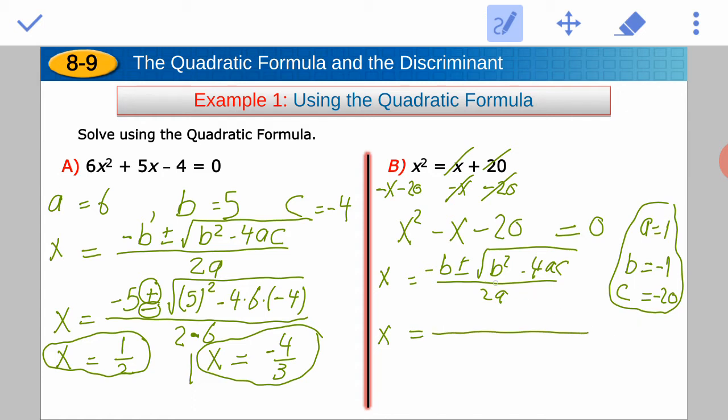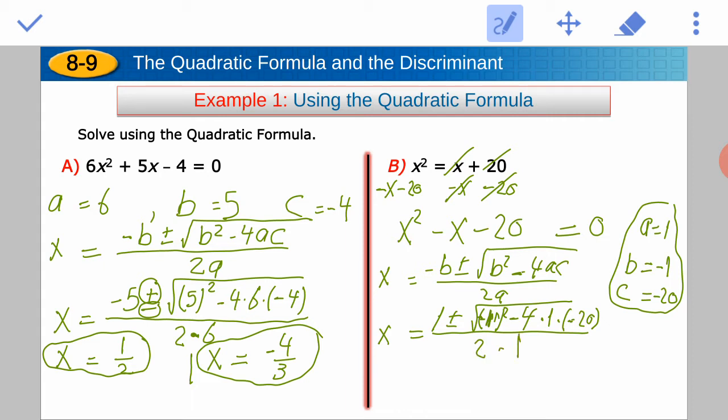So guys, big fraction bar, negative b is already negative number, so negative b is going to be negative 1. Negative 1 simplifies to 1 plus or minus the square root of the following, guys. B squared, negative 1 squared. See guys, you have to put it in parentheses or you're gonna ruin the whole problem. Negative 1, you have to put it in parentheses. Negative 1 squared minus 4 times a is 1, so times 1, times c is negative 20. I'm gonna put any negative number in parentheses, negative 20, over 2a, 2 times 1.